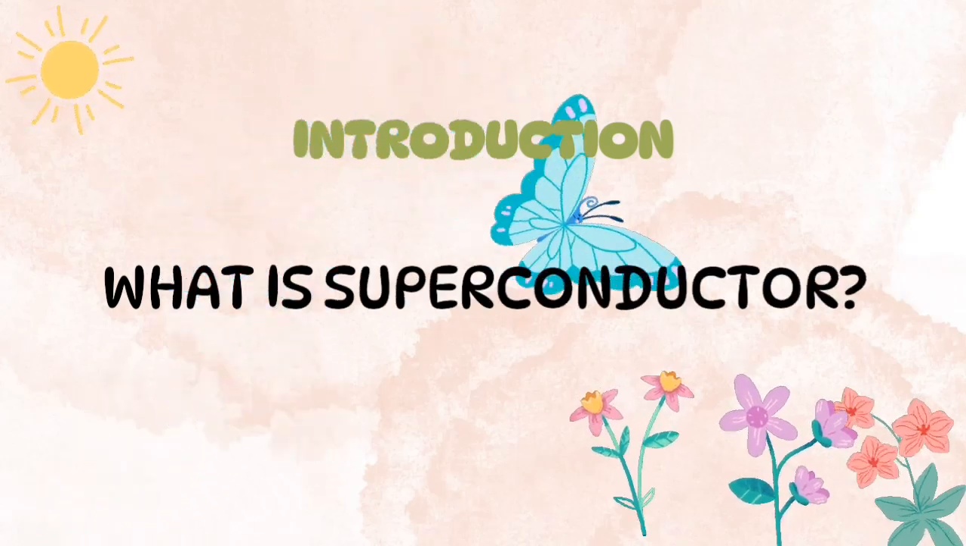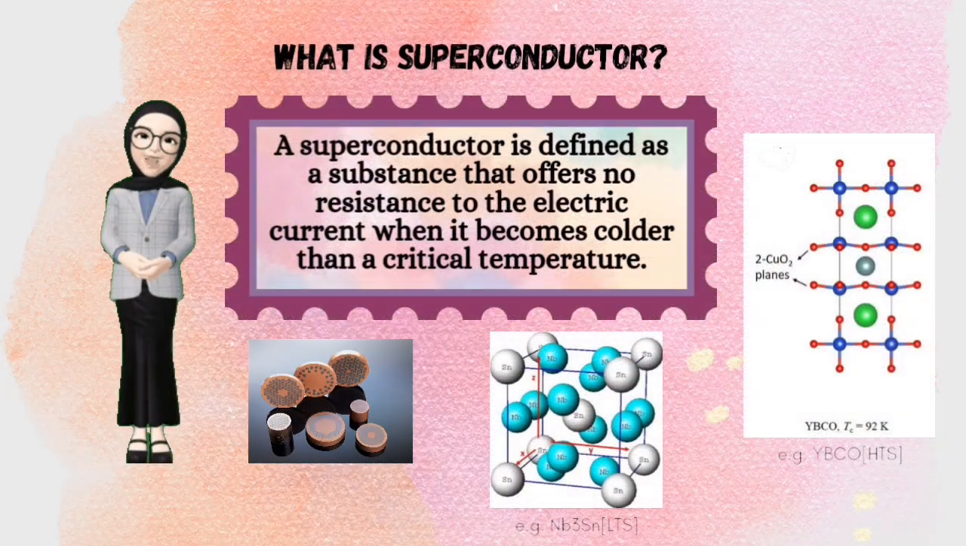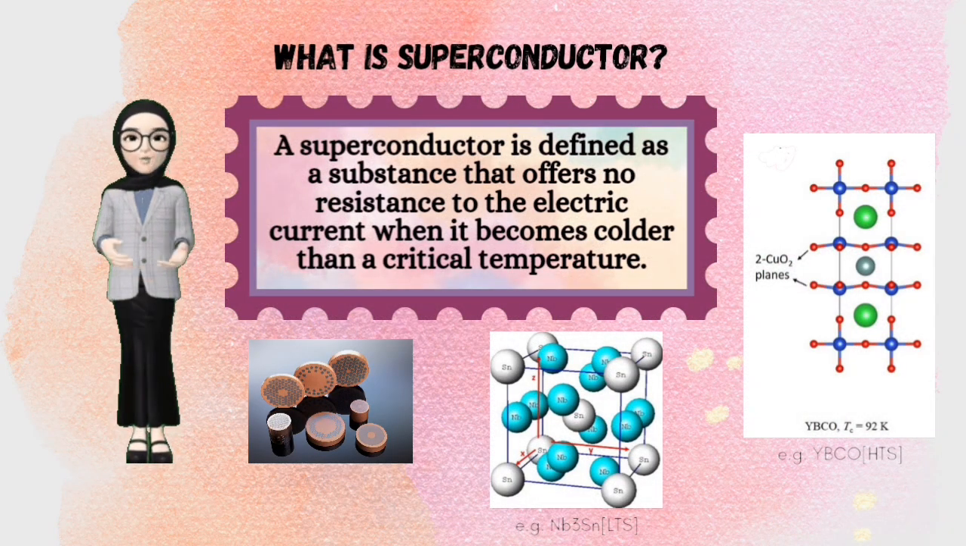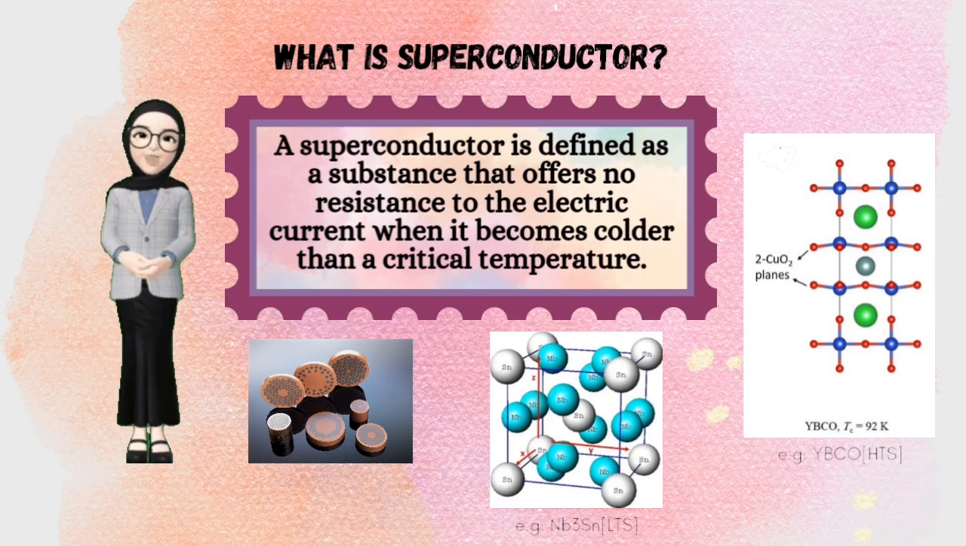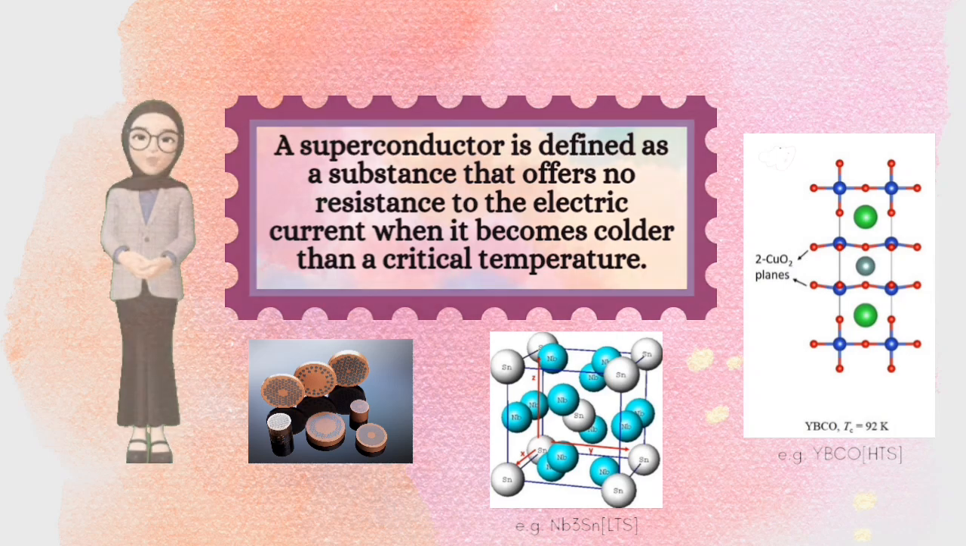What is a superconductor? A superconductor is defined as a substance that offers no resistance to electric current when it becomes colder than a critical temperature.